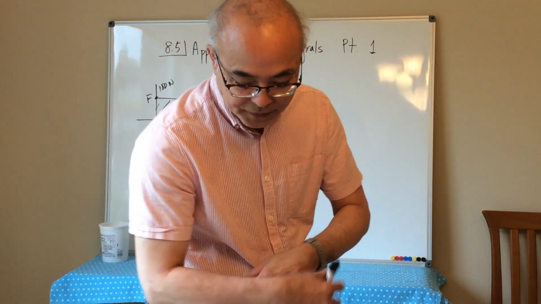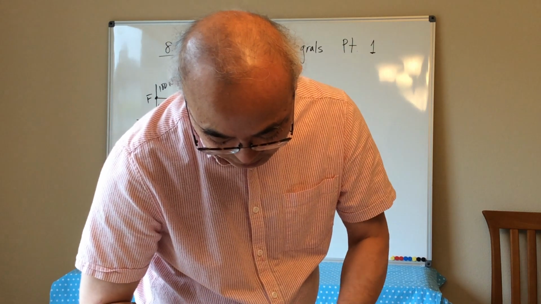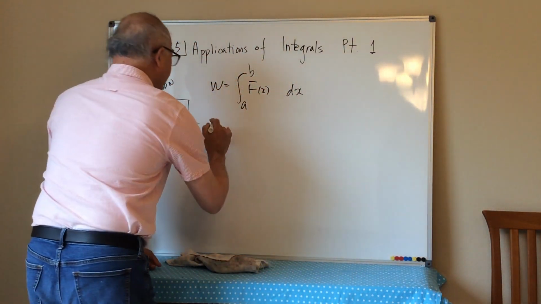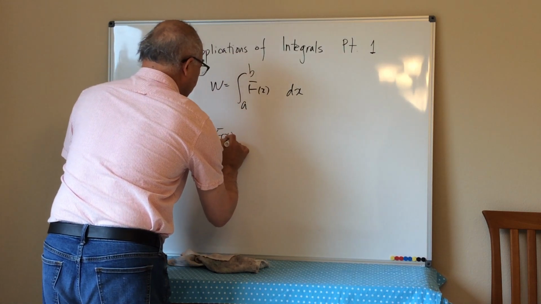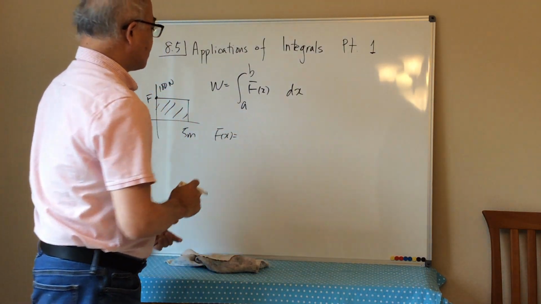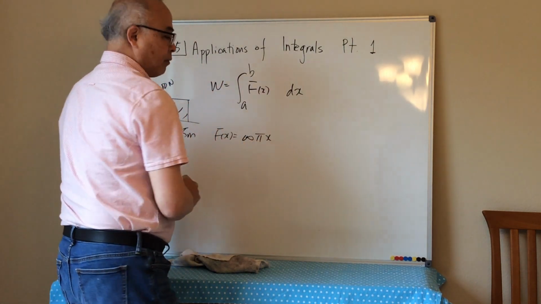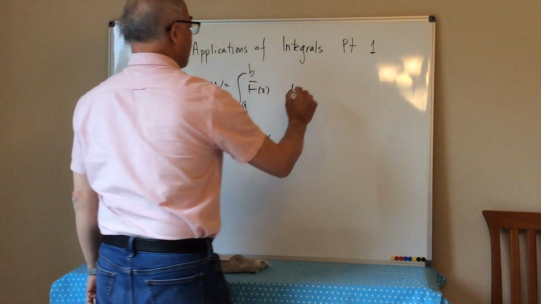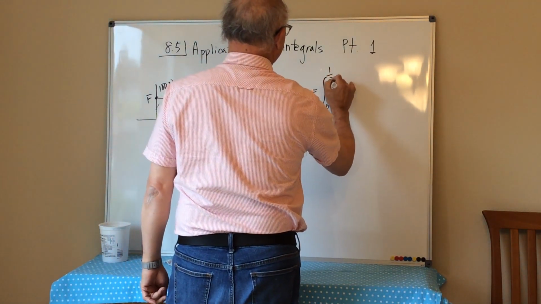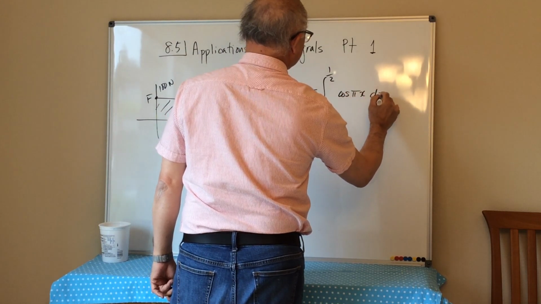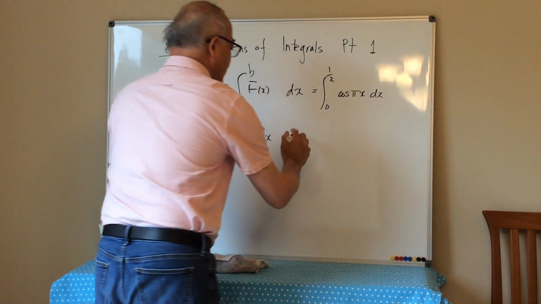So let's do example number 1. Example number 1 says, find the work done by the force F equal to cosine pi x newtons along the x-axis from 0 to 1/2 meters. So f of x is equal to cosine pi x, and we're going from 0 to 1/2. So the integral from 0 to 1/2 of cosine pi x dx.